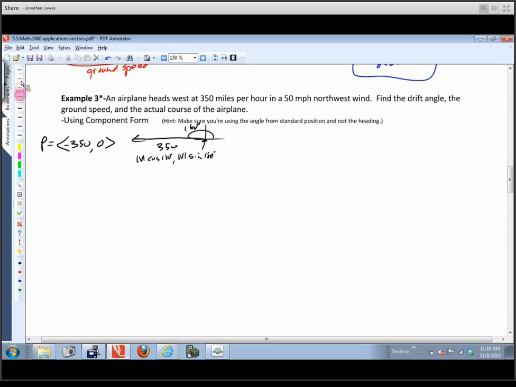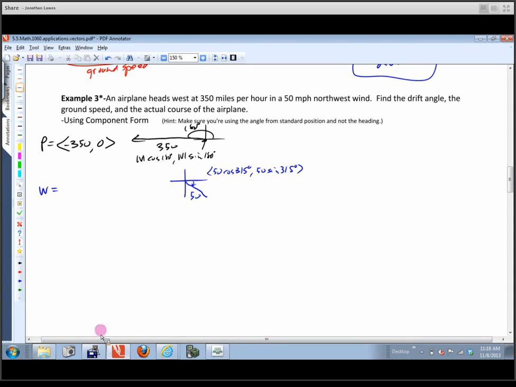All right, so let's talk about the wind. Well, the wind is heading off from the northwest to the southeast, like this, at 50 miles per hour. Since it's heading directly to the southeast, this angle right here would be 45 degrees for a reference angle, but we wouldn't want to use that. Remember, we'd want to use standard position, so this would be 50 times the cosine of 315 degrees, and then this is going to be 50 sine 315 degrees. So think about why that would be.